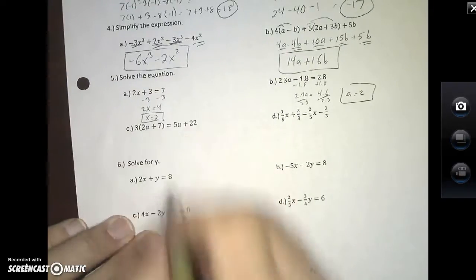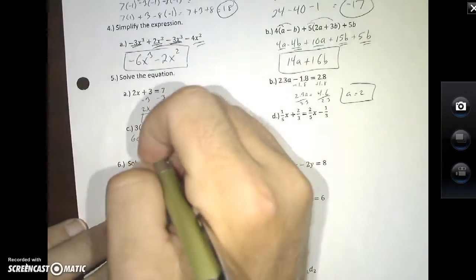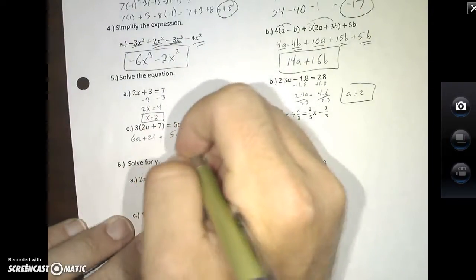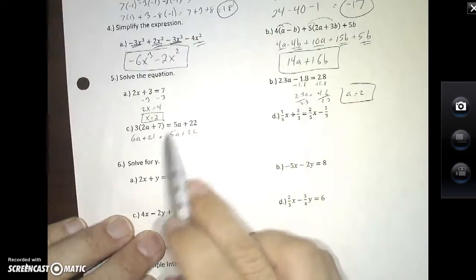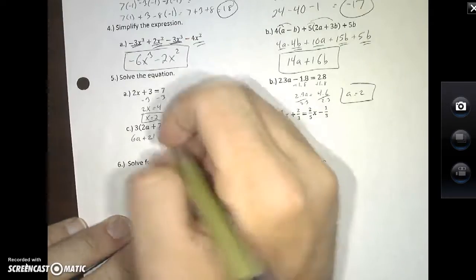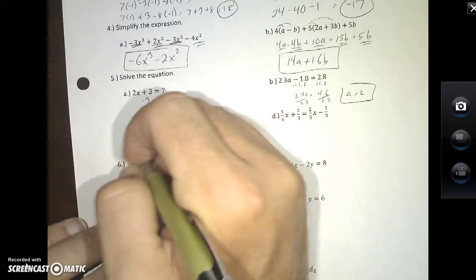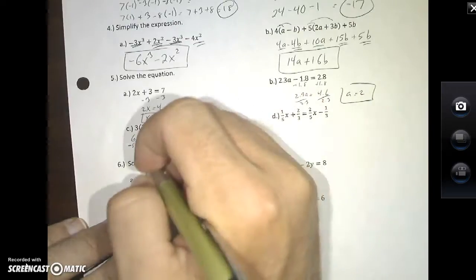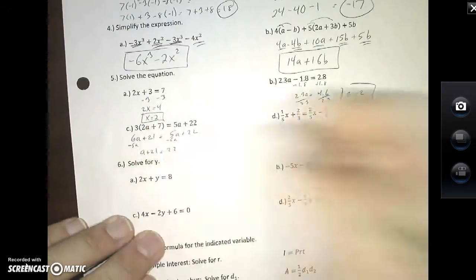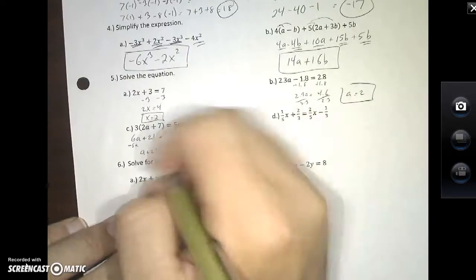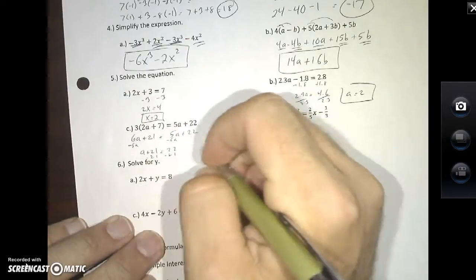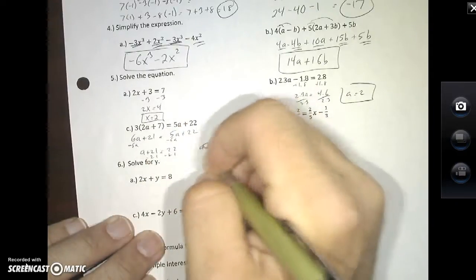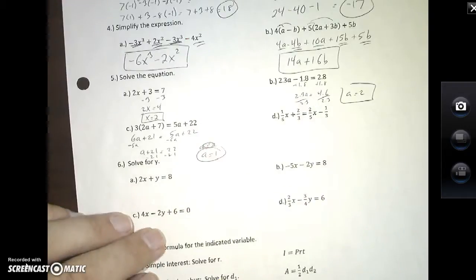Part C, distribute in 6a plus 21 equals 5a plus 22. I'm going to subtract 5a over. So I got a plus 21 equals 22. One last thing here, subtract 21 from both sides. A equals 1. Okay?